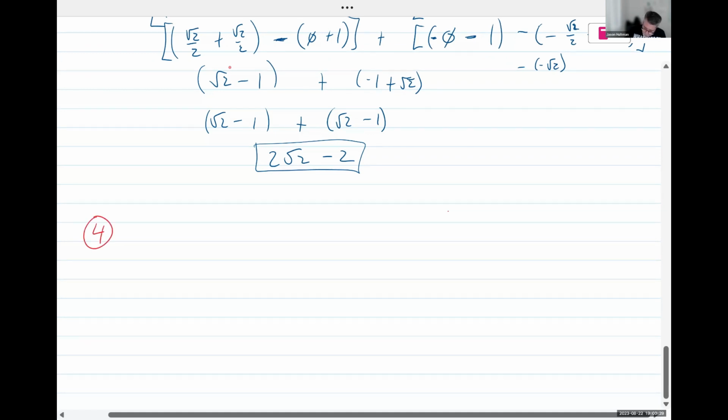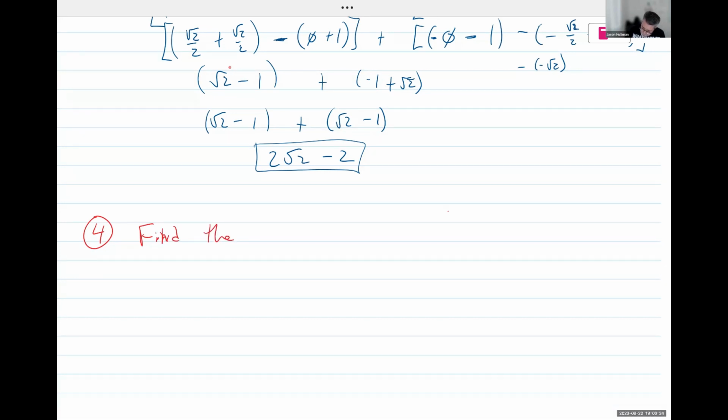Okay, number 4. Find the area enclosed by the line y equals x minus 1 and the parabola y squared equals 2x plus 6. Right?